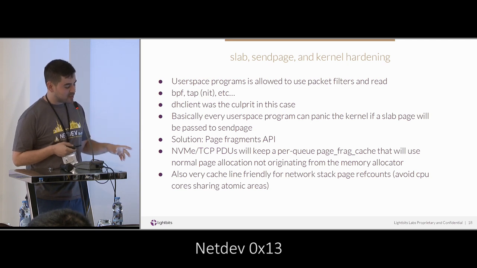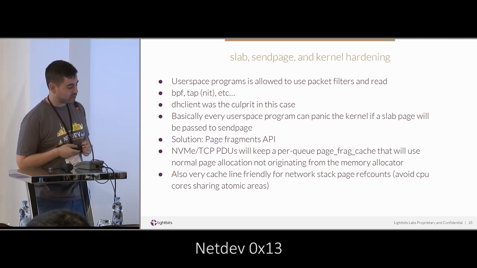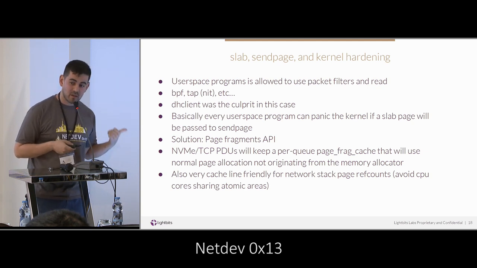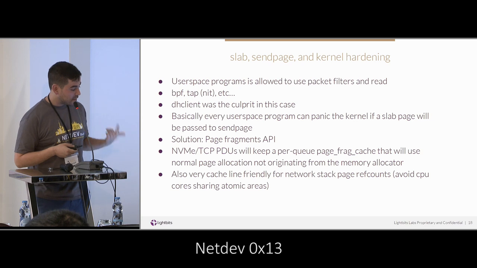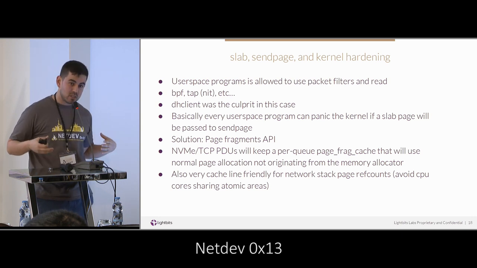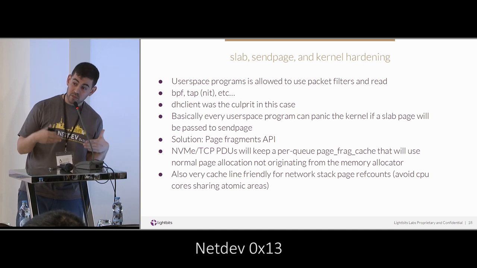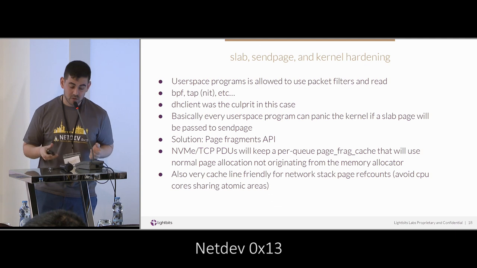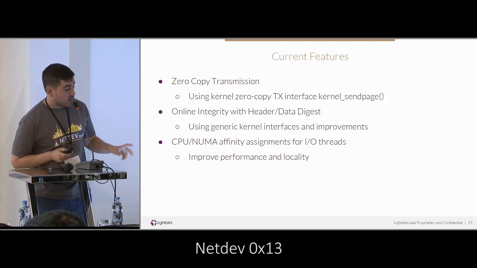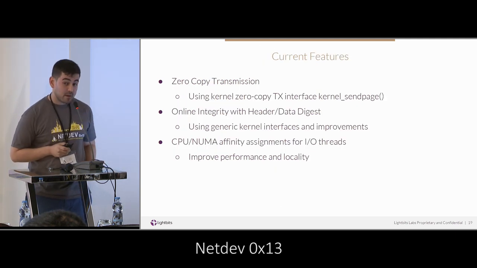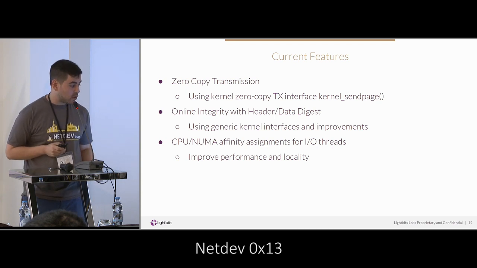We used the PageFrag cache, which is an interface of the kernel, and we got two optimizations from that. The first one is that we are not getting the kernel crash. The second one is that we are avoiding CPU cores sharing atomic areas, because two CPUs can use the same slab object, which means that two CPUs are taking a ref count on this object, eventually causing performance degradation.